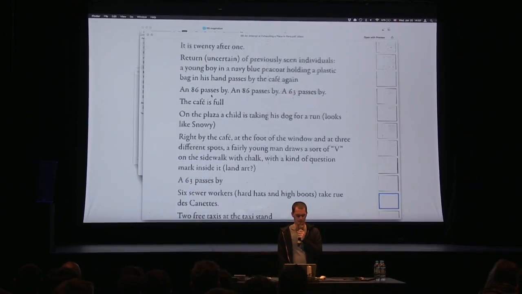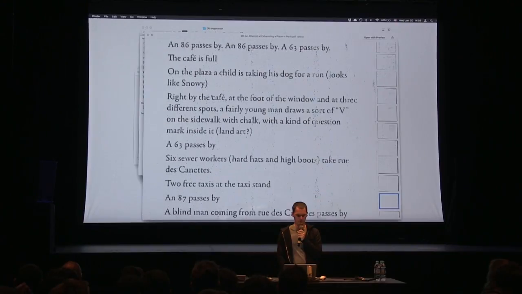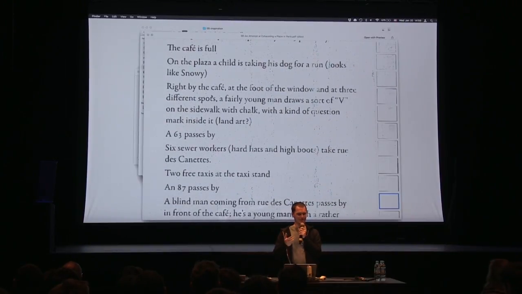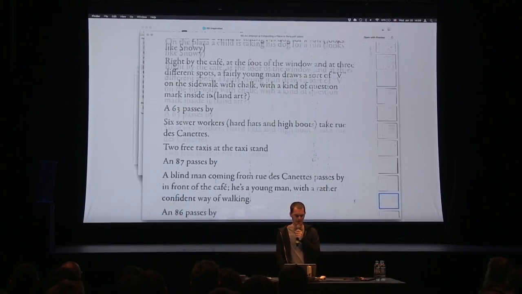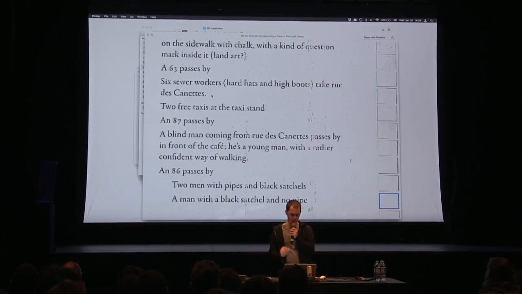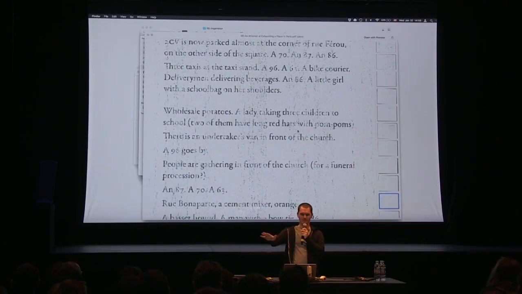So things like, the cafe is full, a child is taking his dog for a run, looks like Snowy. I like that he makes up some kind of name for the dog, or maybe it's a reference to a dog that he knows. A 63 passes by. He gets very precise about keeping track of all of the different buses passing by, because it becomes this rhythm that you start to notice when you're just sitting in a space, and it frames your appreciation of the space. 2 men with pipes and black satchels, a man with a black satchel and no pipe. And then you start seeing one thing framed in terms of another thing.